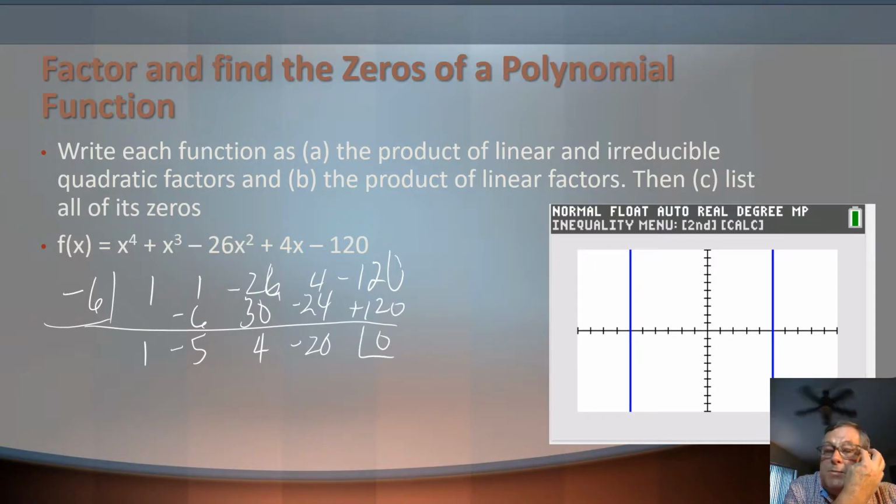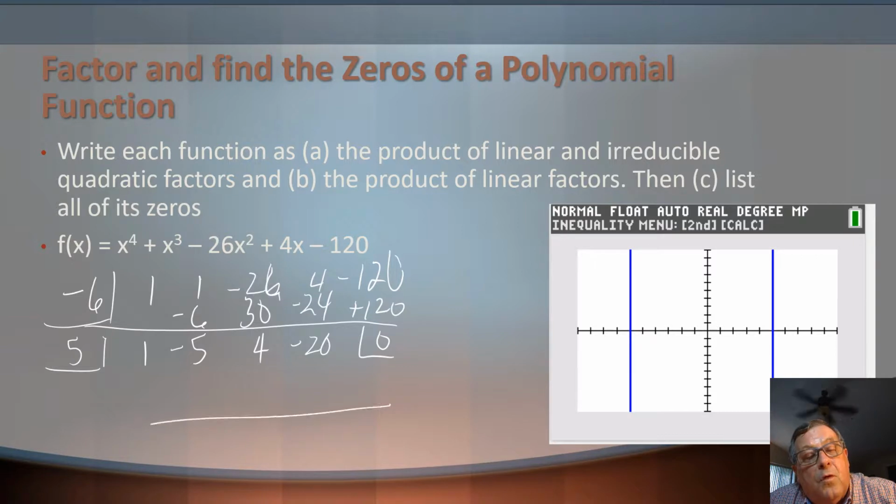All right, now I'm going to take this depressed polynomial, which would be x cubed minus 5x squared plus 4x minus 20, and I'm going to synthetically divide it by this second real zero that I see, which is positive 5. I'm going to bring down the 1. All right, 5 times 1 is 5. Negative 5 plus 5, of course, is 0. 5 times 0 is 0. And 4 plus 0 is 4. And 5 times 4 is positive 20, and shazam, we got another 0 remainder.